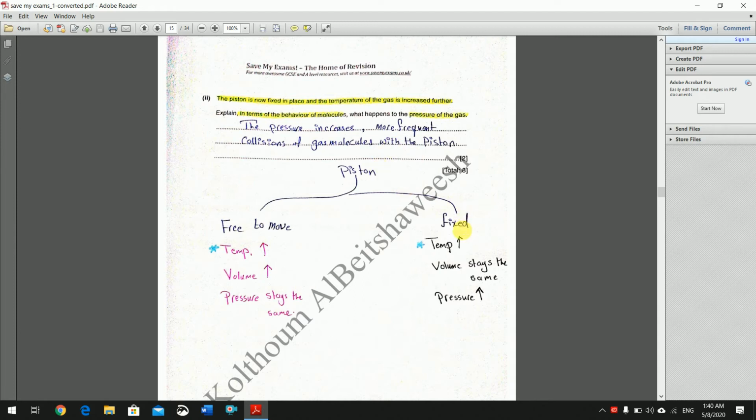While if it is a fixed piston, as in this case, you can't move it, and you increase the temperature, now the volume will stay the same because the piston is fixed. It can't move. The volume will not increase. It will stay the same. So here, in order for the volume to stay the same, the pressure has to increase. Okay? So this is kind of what happens when you have a free to move piston or a fixed piston.